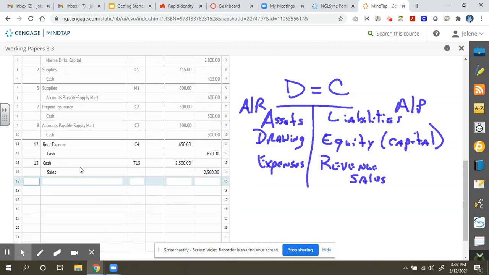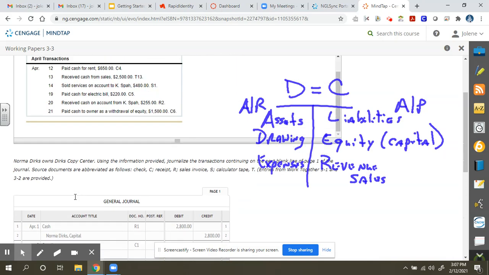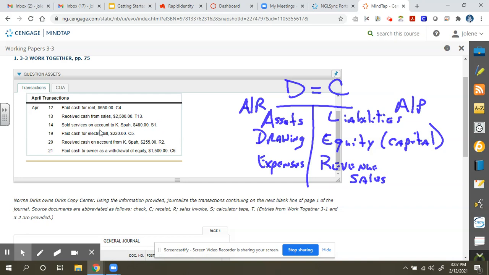On this one, cash went up, which was an asset, and sales went up, which is a credit. So they both increased. Next transaction is the 14th, sold services on account to K Spa. Sold services on account, so there's no cash being given away here. K Spa is saying, I can't pay you right now. Can I pay you within 30 days? And Norma says, yes, that'd be fine. You can pay me what you owe me. You can pay it within 30 days.